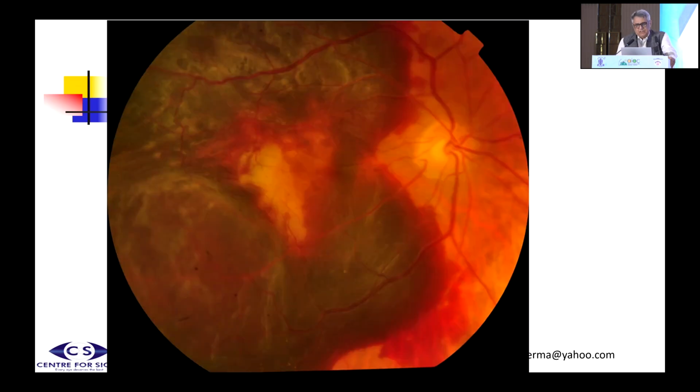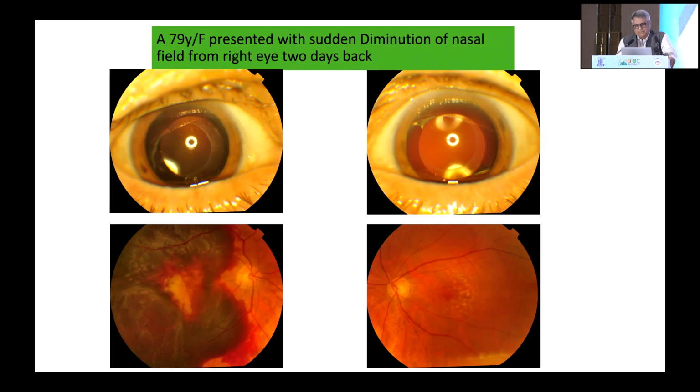The last scenario is when you have massive subretinal hemorrhages. Things like these again will not respond only to anti-VEGF. They will also not respond to only pneumodisplacement. So for such you require a vitreous surgery.